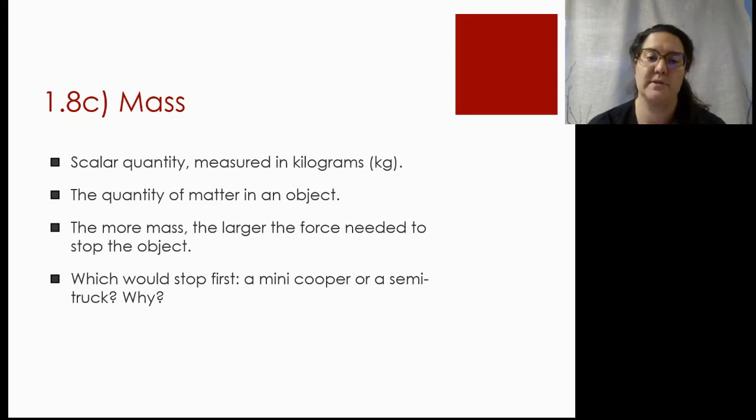So again, what would stop first, a Mini Cooper or a semi-truck? Well, the Mini Cooper, because even if they're traveling at the same velocity, there is less mass in the Mini Cooper, so less force is needed to stop it.